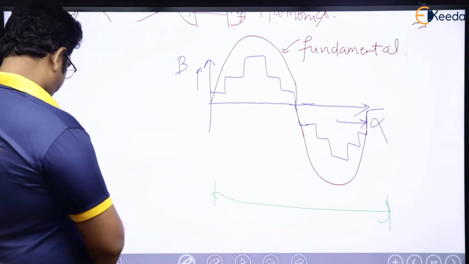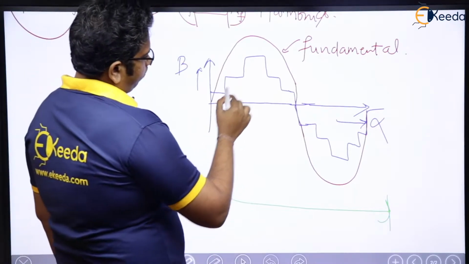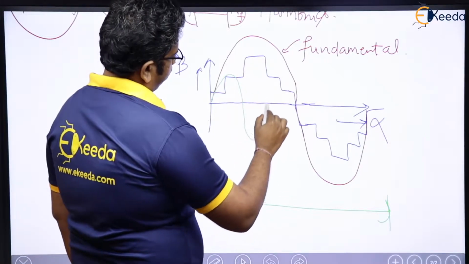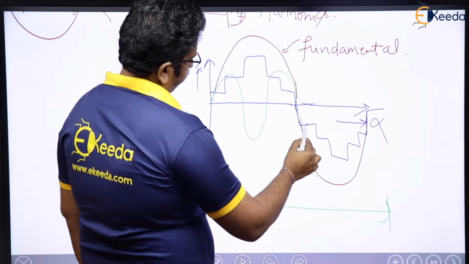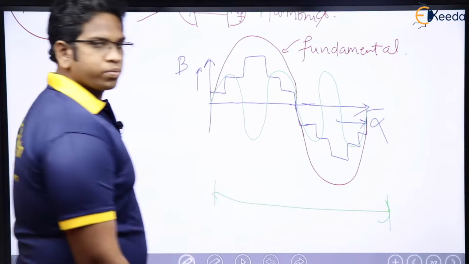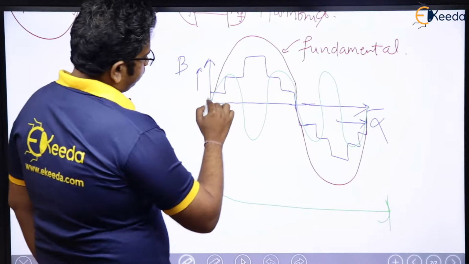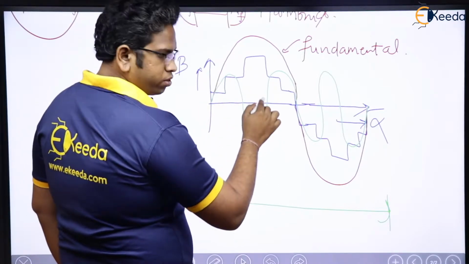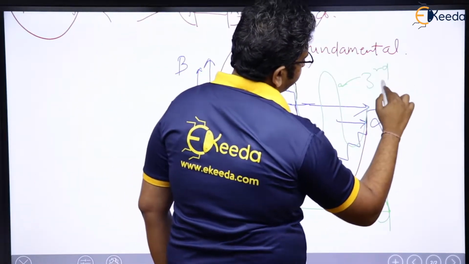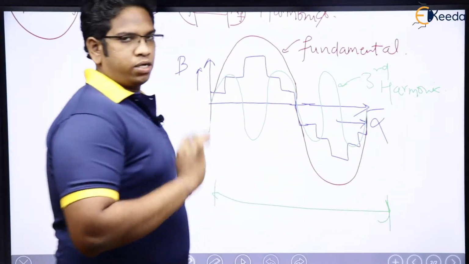Now, see here. For example, now I may have this way. So, in the same time, if you see what is going to happen, this is one cycle, two cycle, three cycle. So, this is called a third harmonic. Now, see here what is harmonic.